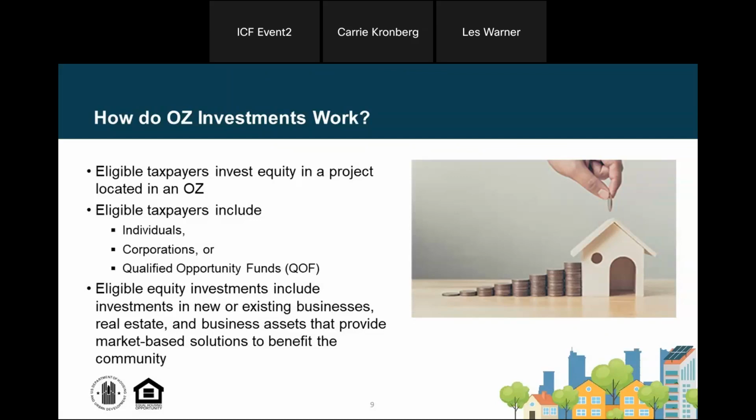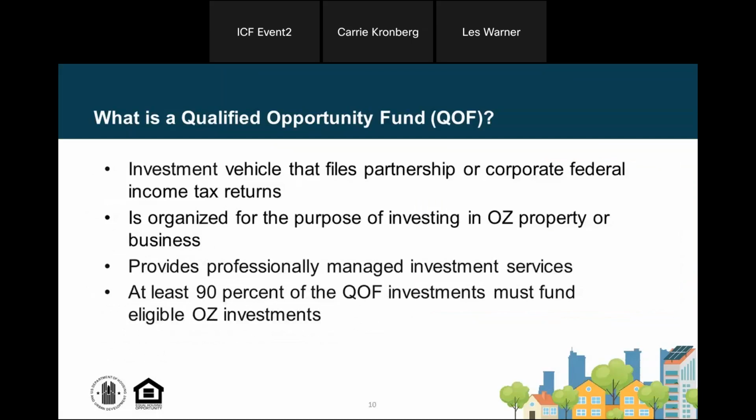So where we have eligible equity investments, and these could be for both new or existing businesses located within that OZ community, but it also could include real estate and business assets that are designated to provide market-based solutions to benefit that community. So let's dive into this term we just raised, Qualified Opportunity Fund, or a QOF.